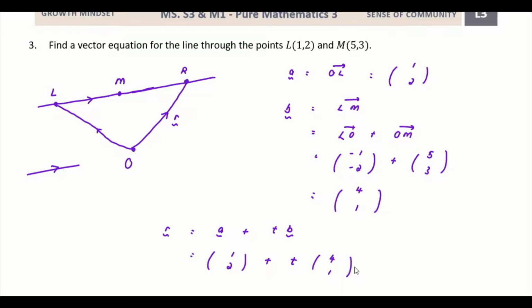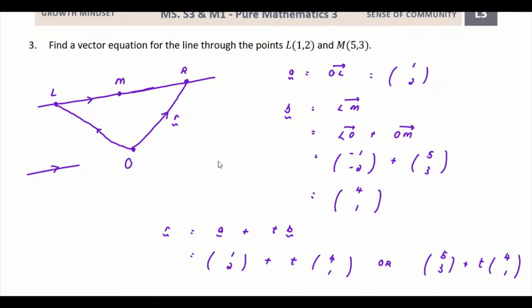So you might have a question: because the M here is on the straight line as well, can I use OM as my A instead of OL? Yes, you can. But for the easier way, by looking at the coordinates, we know that L is on the left hand side and M is on the right hand side. If you want to find the position, then it might become ML. But the answer can be accepted as well. Both can be accepted, no matter whether your A is OL or OM, because the idea is that you need to have only one point on the line. So the other alternative is 5, 3 and then plus T, 4, 1. The parallel vector is still going to be the same. Okay, so that's the idea.